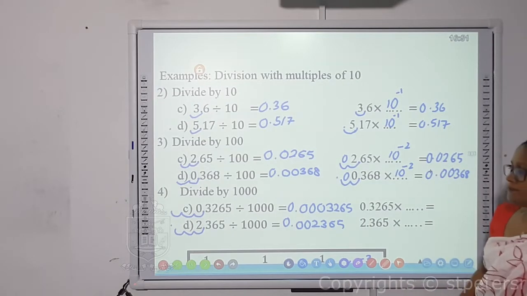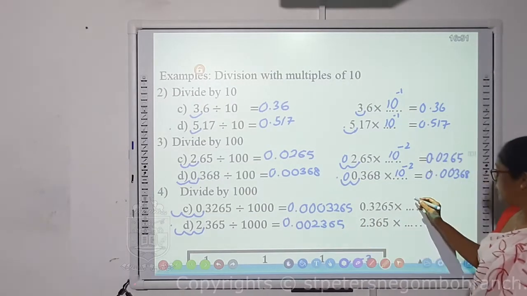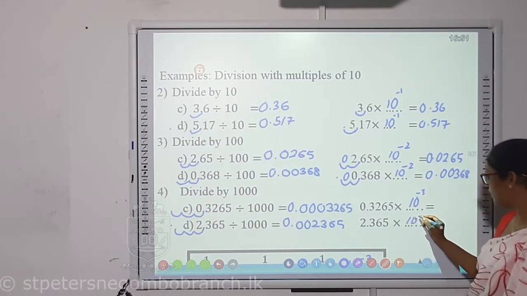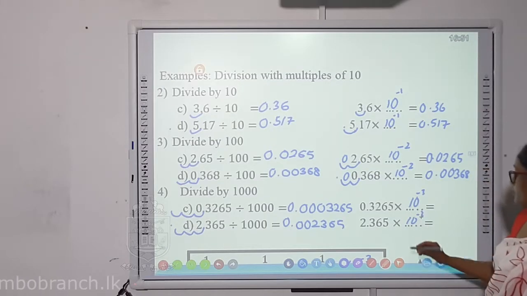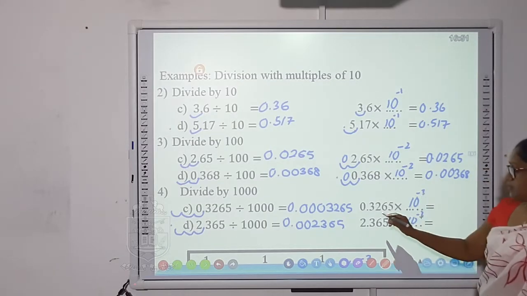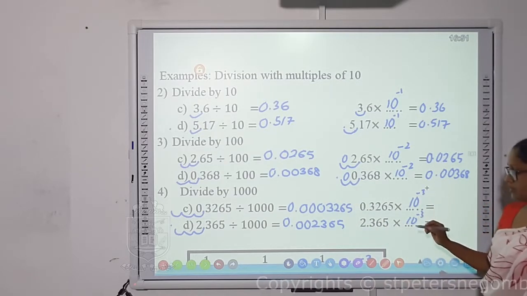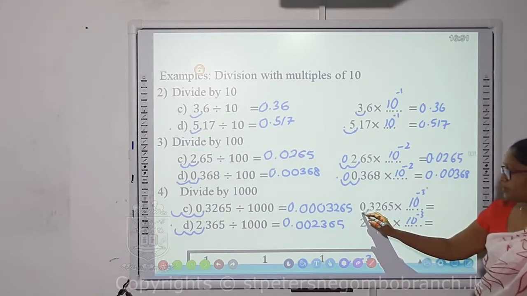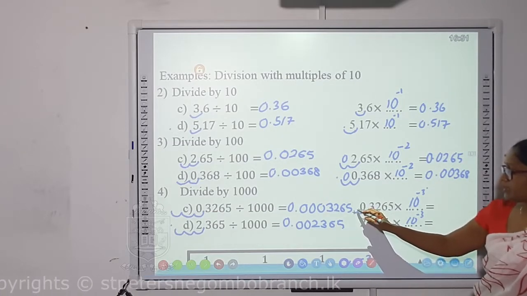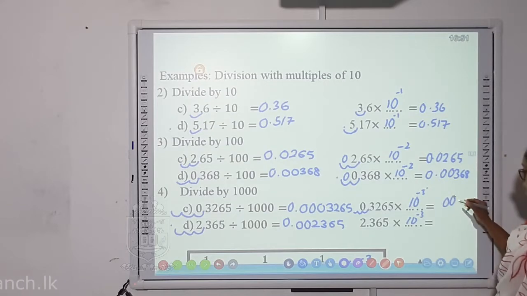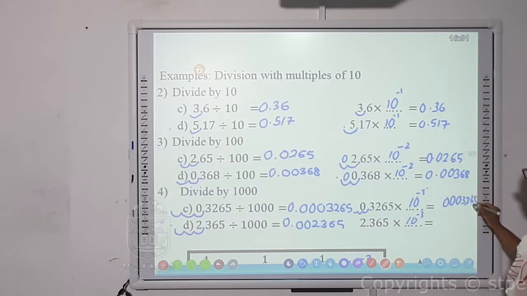The last one, over 1000 can be written as 10 to the power minus 3. Here also 10 to the power minus 3. So minus says shift the decimal place to the left hand side. The 3 says by how many places? So here 1, 2, 3. Now you can see 2 blanks. For the 2 blanks you can put zeros. So 1 more 0 is there. 3, 2, 6, 5. There should be a point. Right. This is the way.